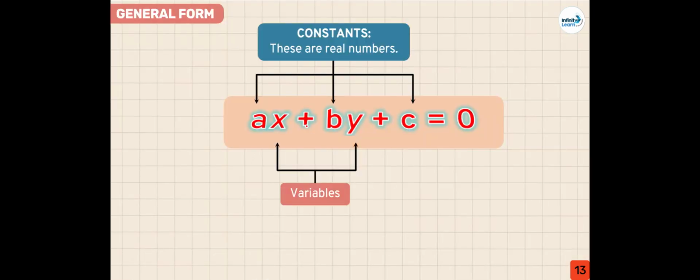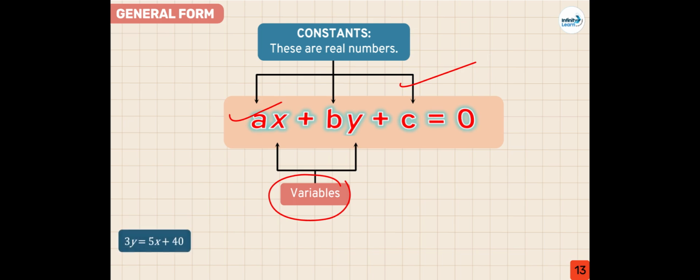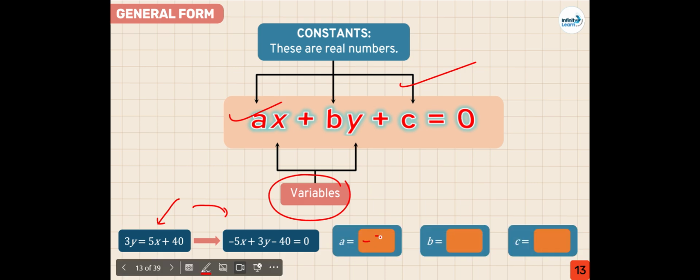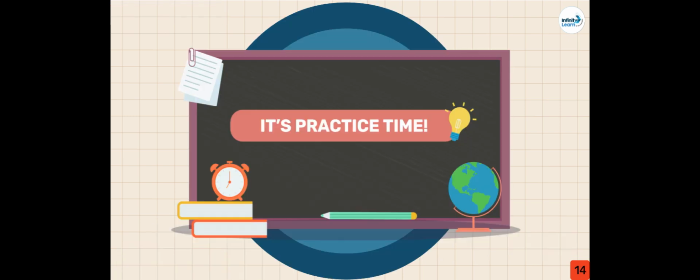What is the general format of pair of linear equation? Ax plus by plus c equals to 0, where x and y are the variables and a, b, c are real numbers. For example, we have the equation 3y equals to 5x plus 40. So in proper format, it will become minus 5x plus 3y minus 40 is equals to 0. The value of a is minus 5, the value of b is 3, and the value of c is minus 40. Clear?